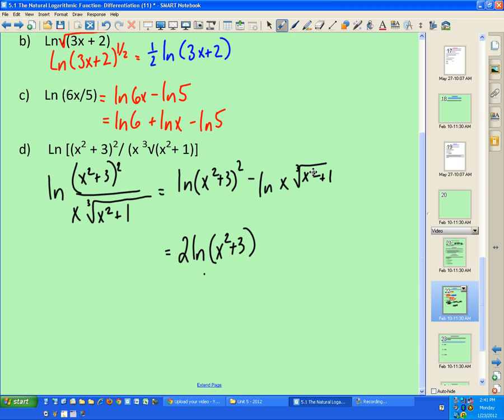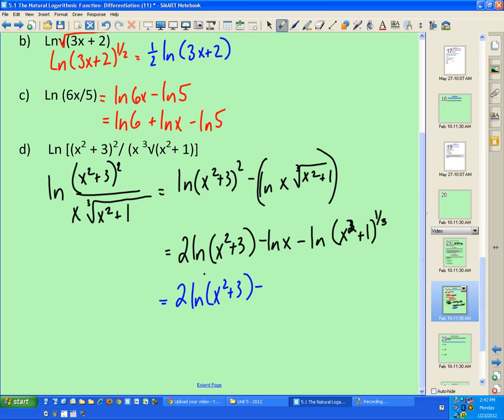But the thing is, since I'm already subtracting, this whole thing is kind of in parentheses. So I'm going to subtract the natural log of x and subtract the natural log of the cube root of x squared plus 1. And then really the only thing left for me to do is put the 1/3 out front to get to my final answer. And so it's 2 natural log of x squared plus 3 minus the natural log of x minus 1/3 the natural log of x squared plus 1.